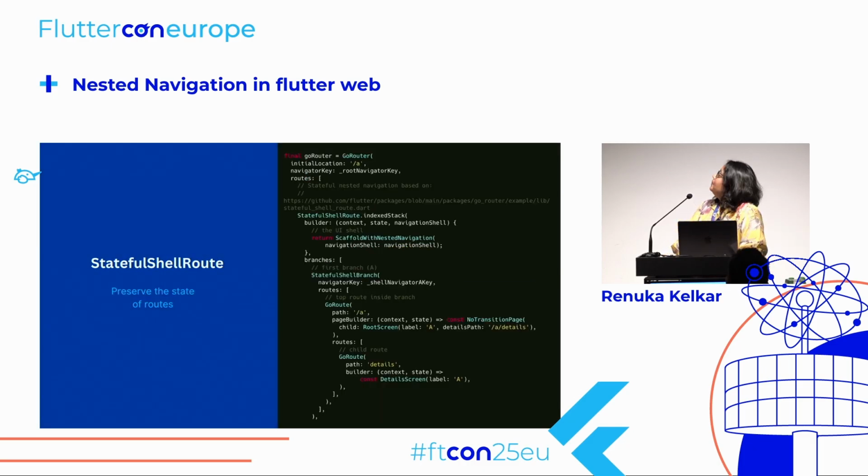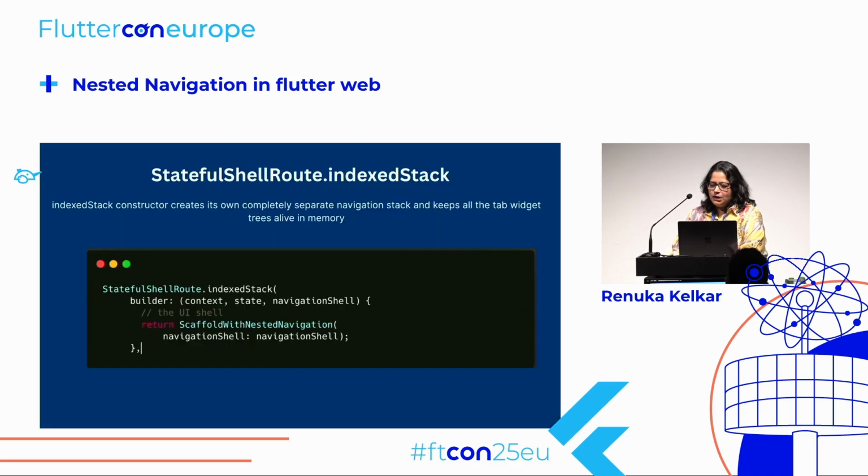So this is a sample code for nested navigation basically, with the stateful shell route. So let's go and see what's in here. It uses the stateful shell route with IndexedStack. So what is IndexedStack used for?